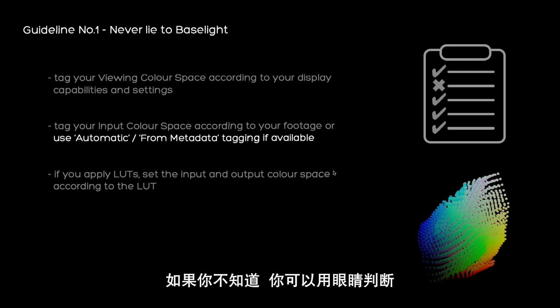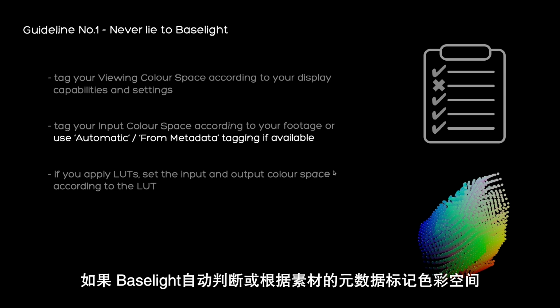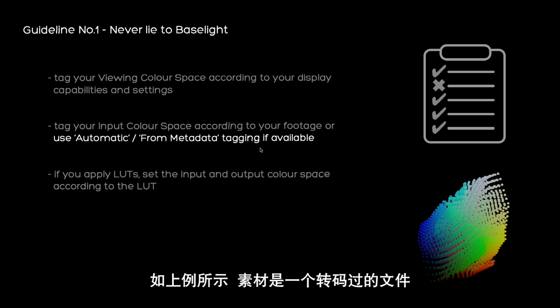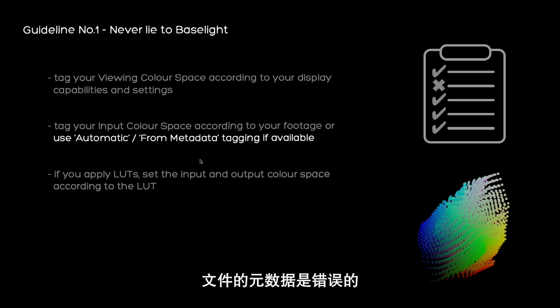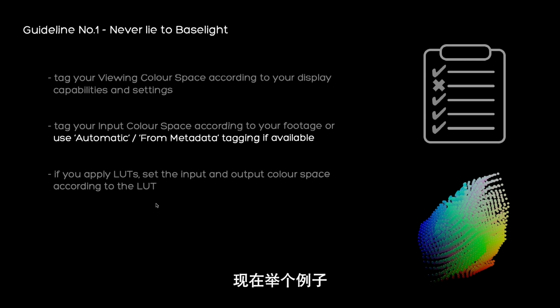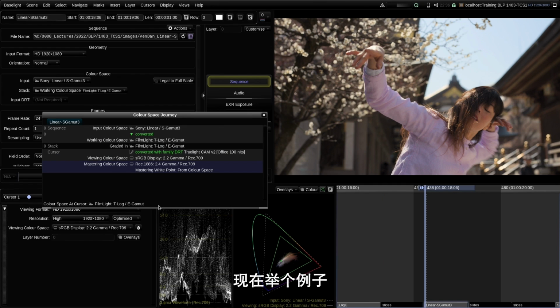If you don't know, you might have to eyeball it, but that's a non-ideal scenario. And if Baselight suggests an automatic or metadata tagging, you should usually go with that, unless you know otherwise, like in my last example with the transcoded material where the metadata of the file was actually wrong. Also, if you apply LUTs in the stack, set the input and output color space that the LUT expects accordingly in the LUT operator. So I show that now with an example.